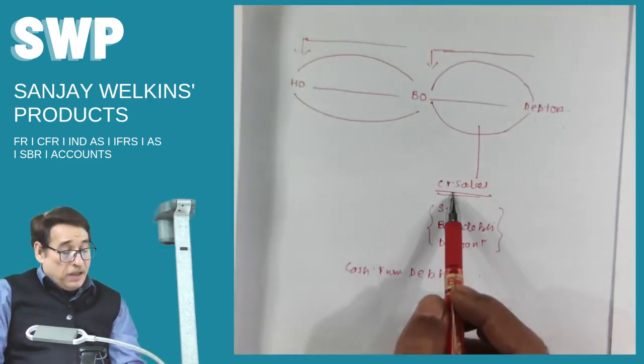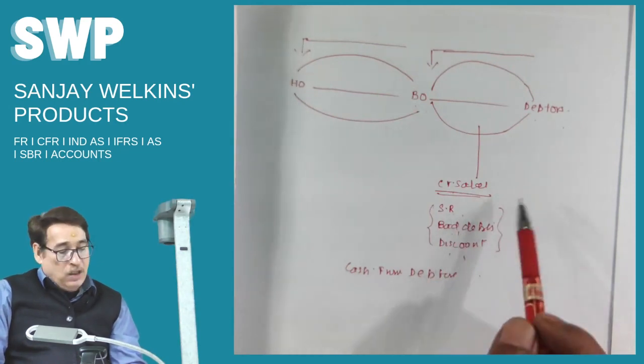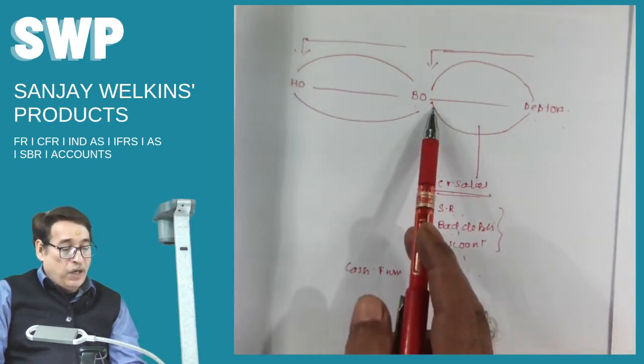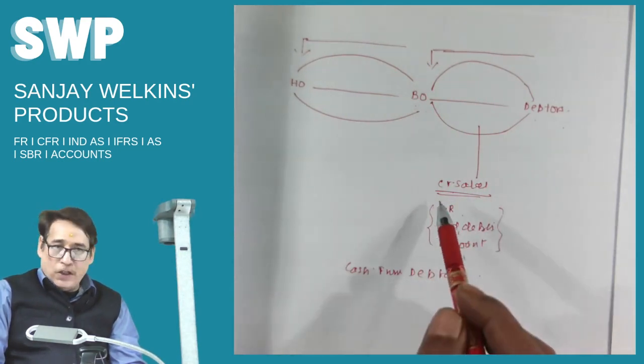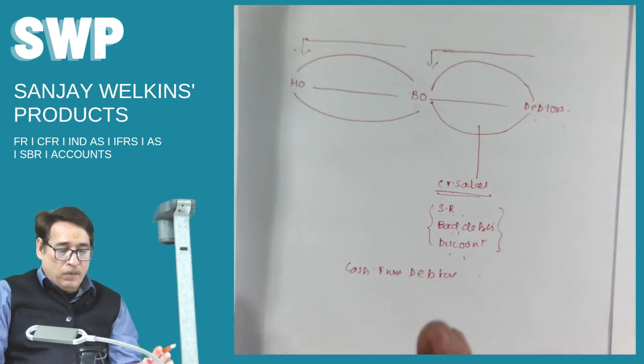Once again repeating, credit sales, sales return, bad debts and discount are purely transactions between the branch office and debtors. Never ever will they come in the branch account. They will always find place in the debtors account. Correct? Number one.